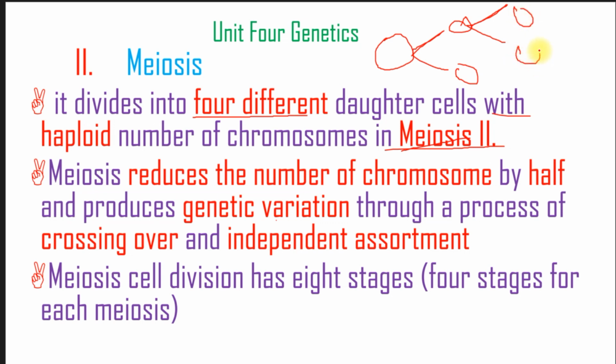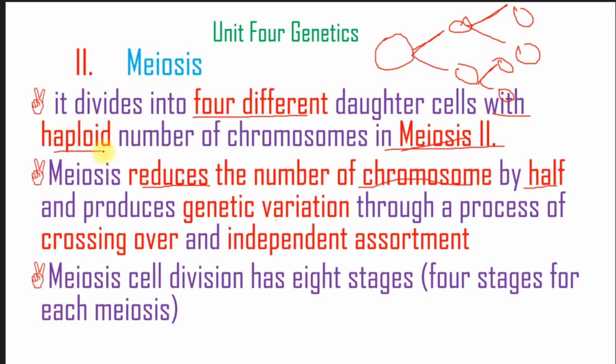Meiosis two gives other two daughter cells for each. Lastly, meiosis II gives four daughter cells. So meiosis reduces the number of chromosomes by what? By half. So it is known as haploid.